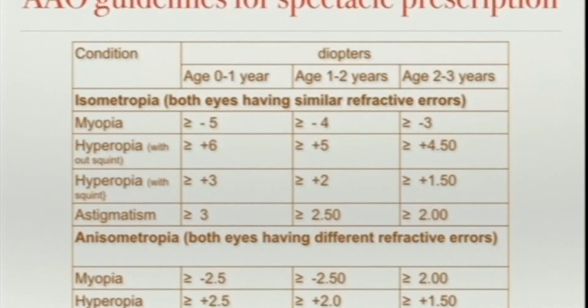So this is just a rough guideline for spectacle prescription in children, and you can see that for 0 to 1 years, only if the myopia is very high, around -5, hyperopia more than 6, with squint +3, astigmatism more than 3. So we don't like to prescribe in very young children unless the refractive error is quite significant. Similarly, in 1 to 2 years, again you can see the values here. These are just rough guidelines. And anisometropia you need to prescribe earlier because you need to prevent amblyopia.